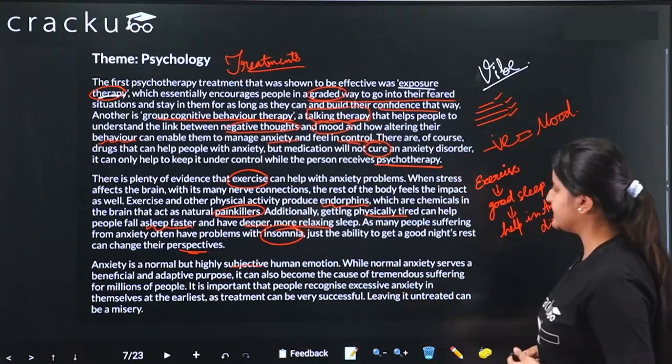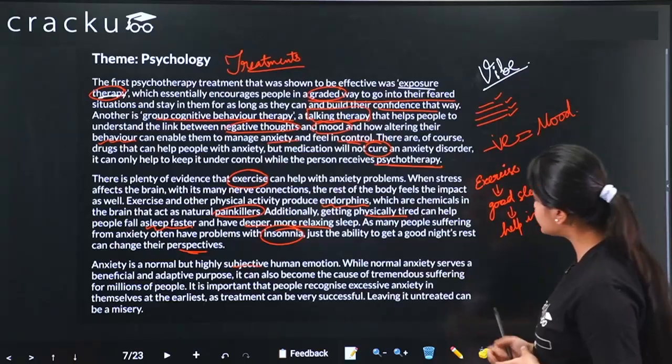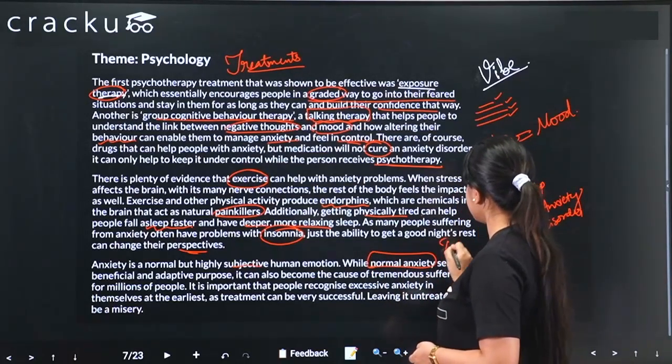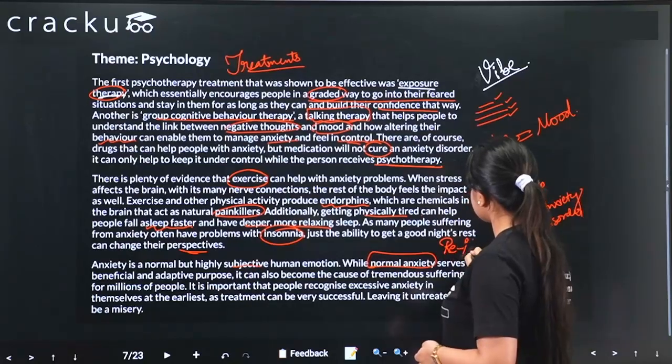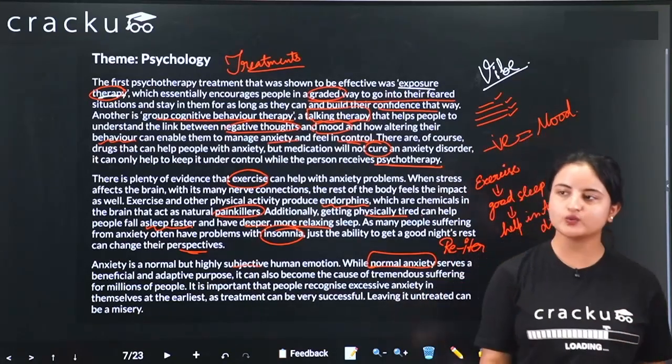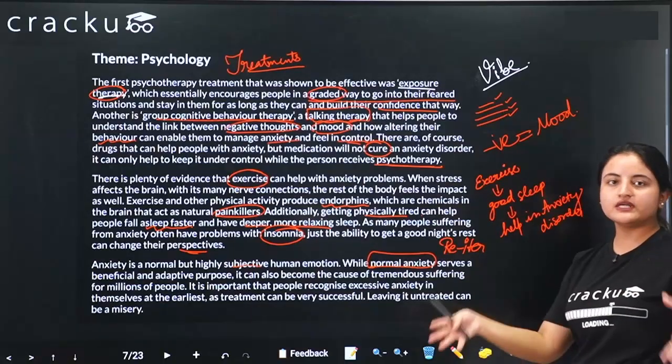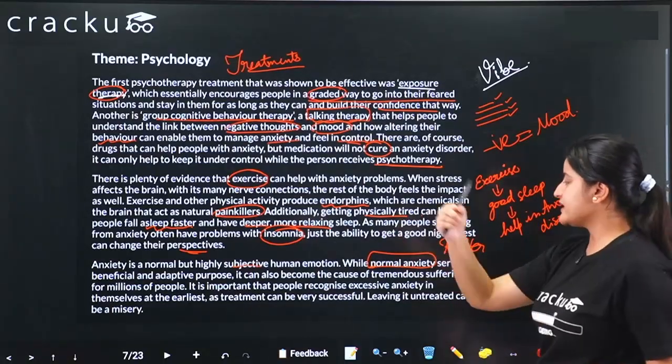While normal anxiety serves a beneficial and adaptive purpose, so yes, again, the author is reiterating or repeating the point he or she began with, that anxiety, normal anxiety, is absolutely important also, serves an important purpose.